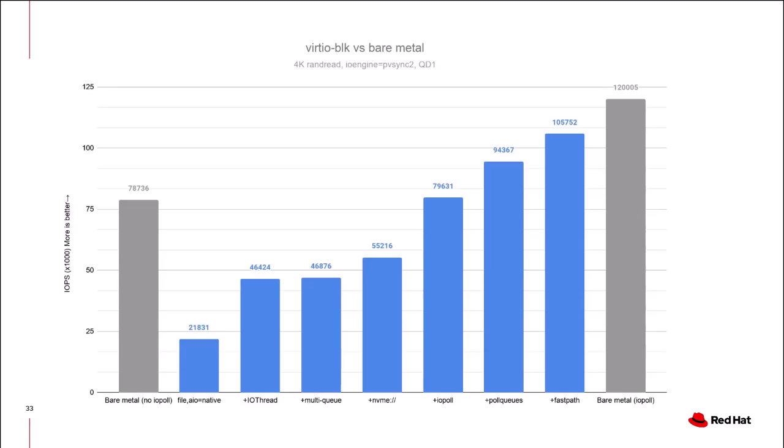So next up, we can try the NVMe Userspace driver's polling queues, where we are polling in QEMU in the IO thread, and this brings us up to 94K IOPS. So that's definitely a worthwhile improvement, a nice jump there. And then finally, the AIO fast path that I just mentioned.